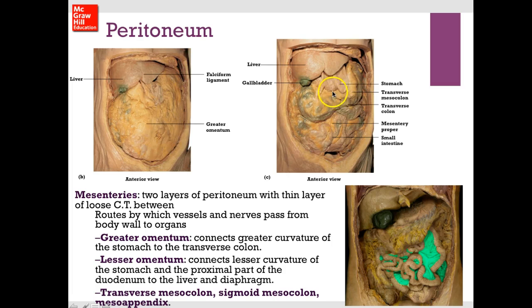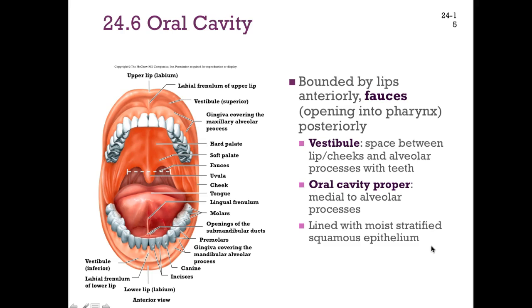So you can see that really well over here, this transverse mesocolon as it's connecting the transverse colon here over to the abdominal wall. Then we have our sigmoid mesocolon that is not pictured here, but your sigmoid colon is in this region here. So we would find that tissue along with it. And the mesoappendix, which isn't pictured here either. As far as mesenteries, we also have this mesentery that holds the small intestines in place, and we're going to have blood vessels and nerves traveling through here.